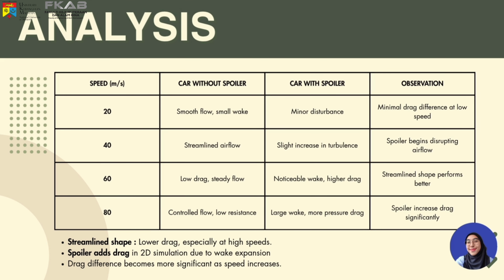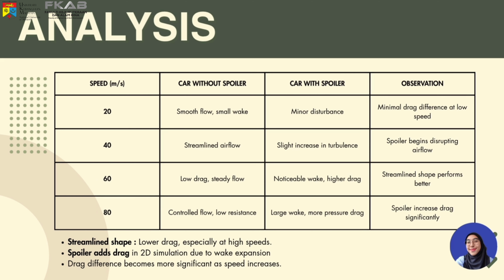At 20 meter per second, both models perform similarly. The car without the spoiler has smooth airflow and the spoiler causes only a minor disturbance, so the drag difference is small. At 40 meter per second, we begin to see a change. The airflow over the car without the spoiler remains streamlined, while the car with the spoiler shows a slight increase in turbulence, meaning the spoiler is starting to disrupt the flow.